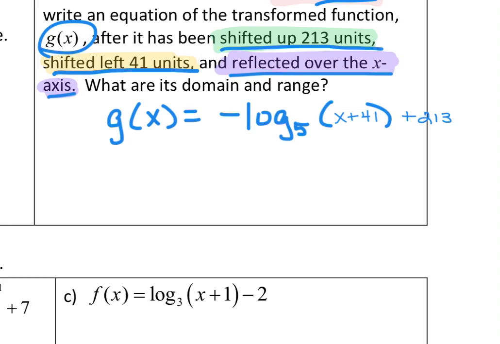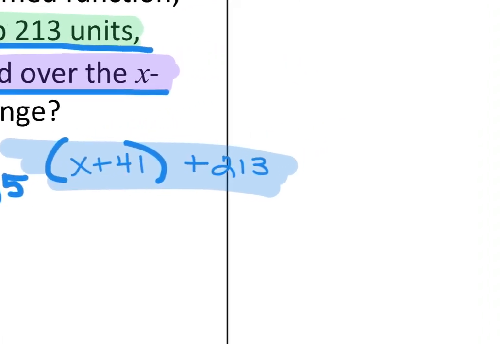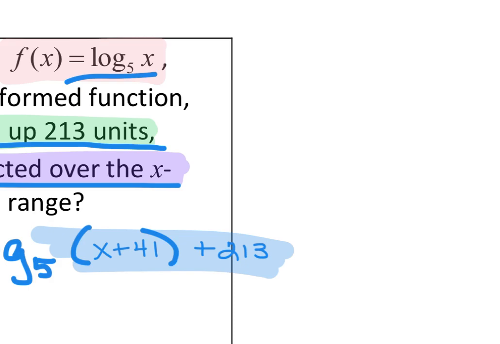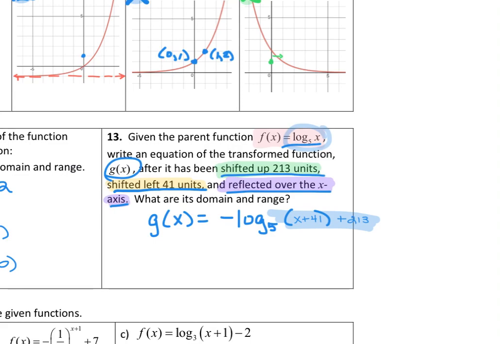And what you might want to do before you do the domain and range, if you were to graph this crazy function with x plus 41 and plus 213, it's not going to show on the screen of your calculator. But then what you can do is just graph the log base 5 of x without those shifts. But I would include the reflection over the x-axis.